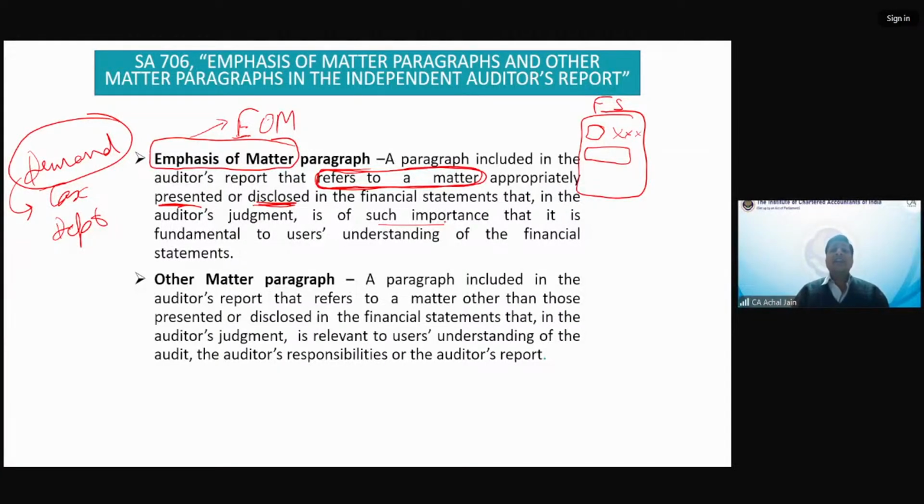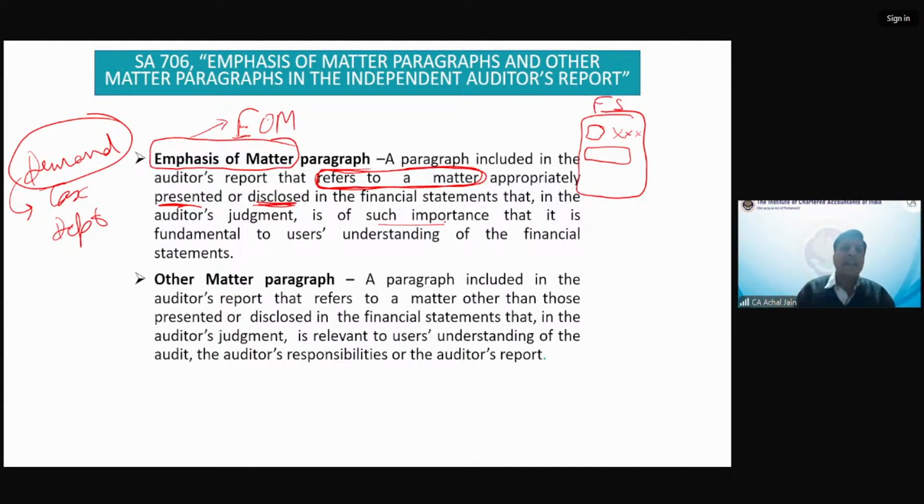But the point is that if the company does not present or disclose that item in the financial statements, then on its own, the auditor cannot give the EOM. The auditor can't just simply say that there is a matter which the company has not disclosed, nothing has been specified in the financial statements, but I want to highlight it. No, that is not possible. In that case, EOM is not possible. Understood?